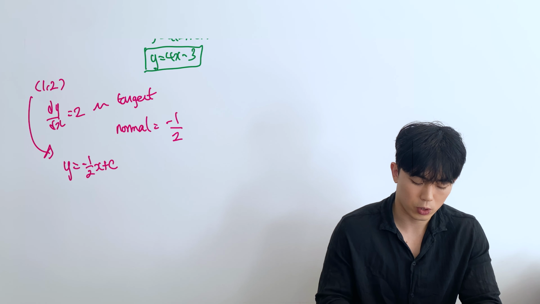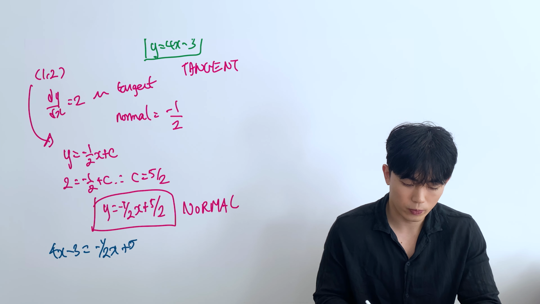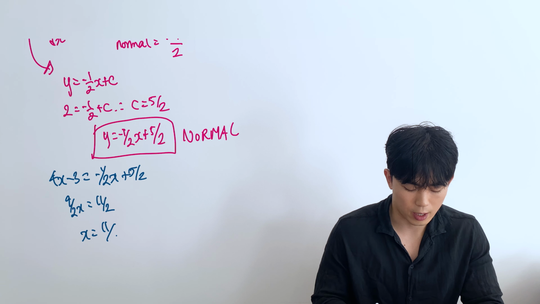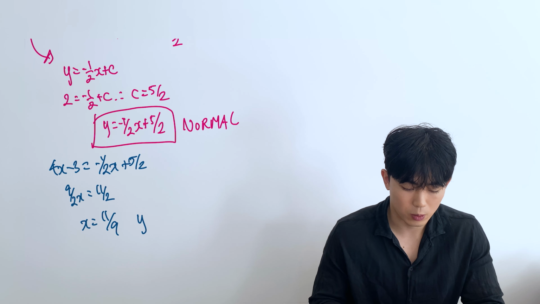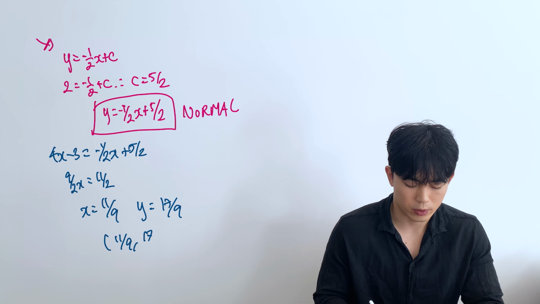And they're asking us to find the position at which they intersect, so you just have to equate them together. So I can say that 4x minus 3 is equal to minus a half x plus 5 over 2, like this. What do we have here? So we have 9 over 2 x is equal to 11 over 2, so x is 11 over 9. I can plug 11 over 9 into either equation, and if you plug that in, I think you get y equals 17 over 9, like this. So the intersection point is 11 over 9, 17 over 9.